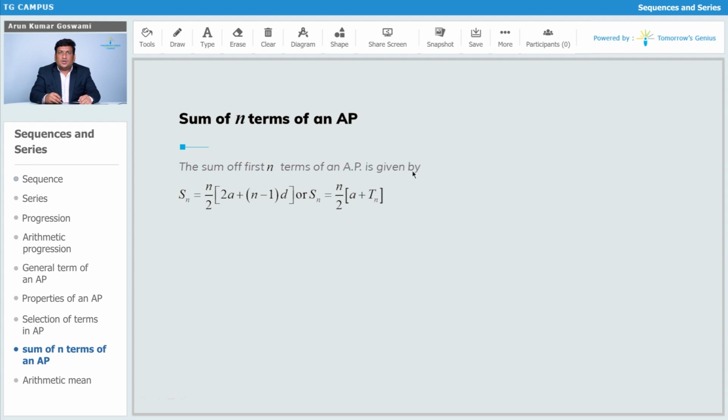Okay, so now let's deal with the sum of n terms of an AP. Already we discussed a few problems there earlier. So now we'll talk about how the sum formula came about and how it will be. Now see, let us suppose we have an AP.